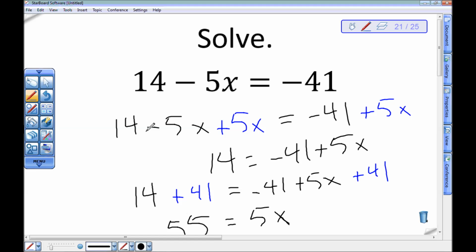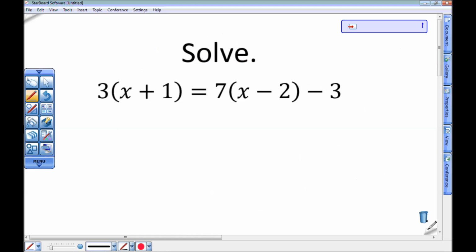Let's do a really quick check and see. 14 minus 5 times 11 is 14 minus 55. If I take out my calculator and hit 14 minus 55, it better spit out negative 41 because that's correct. So 11 is the solution to this equation. Sweet. Let's do another one.